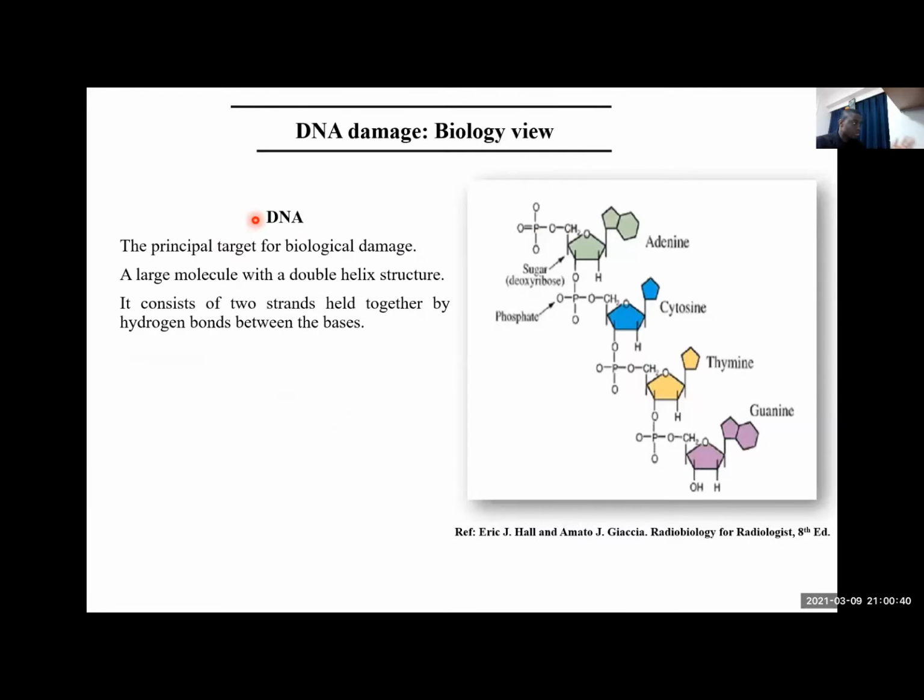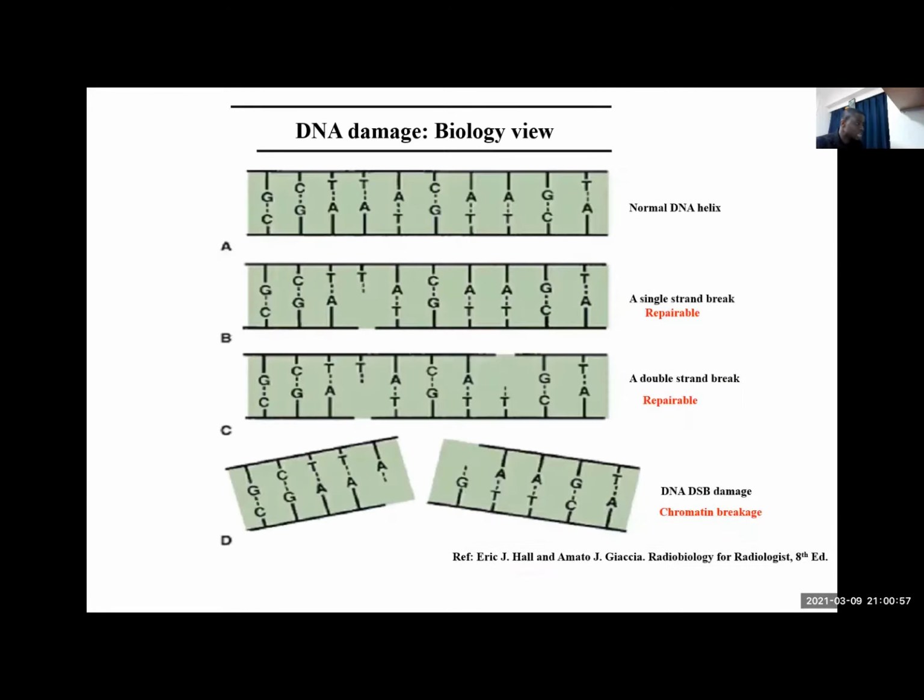The DNA, as you probably know, is deoxyribonucleic acid. It's a large molecule with a double helix structure held together by the adenine-guanine bases, the adenine-thymine base, and the guanine-cytosine base. You've probably heard of this, ATGC. Okay, so let's look at a structural view. In this first diagram, we have a normal DNA helix, showing the hydrogen bases. And in the second diagram, we have a single strand break, which is oftentimes repairable.